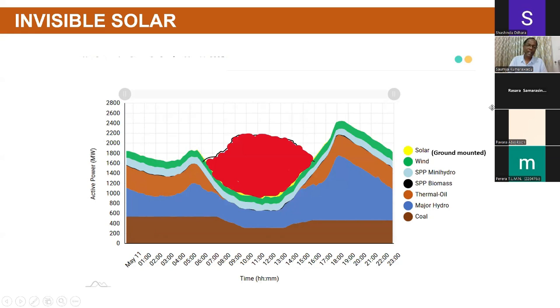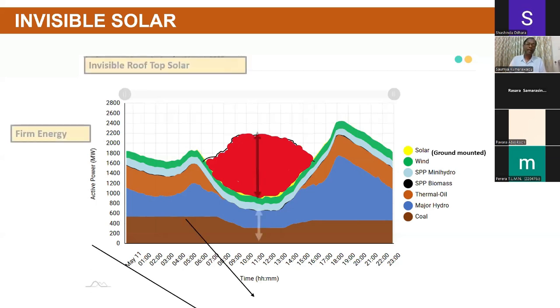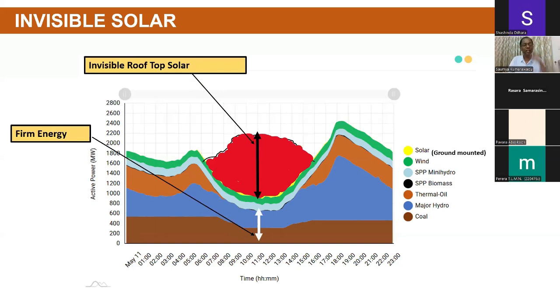So this is there on weekdays and working days also, but on a Sunday the demand goes down. We can't reduce the invisible solar supply, so the system operator has to reduce the other power plants. This is the invisible rooftop solar, and this is the share of firm energy power plants.